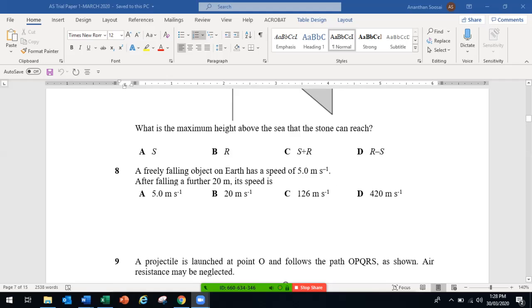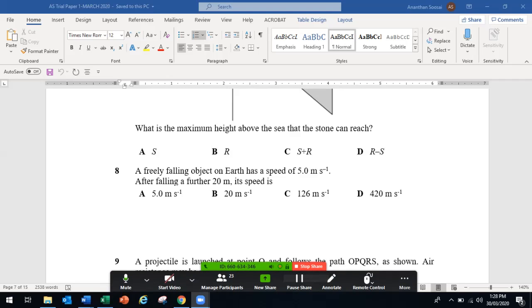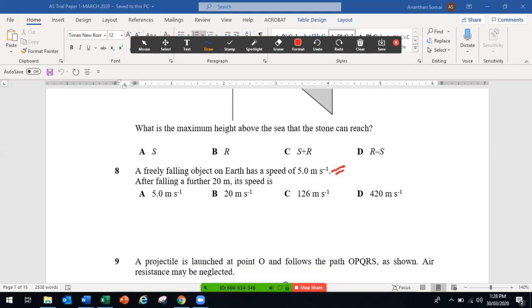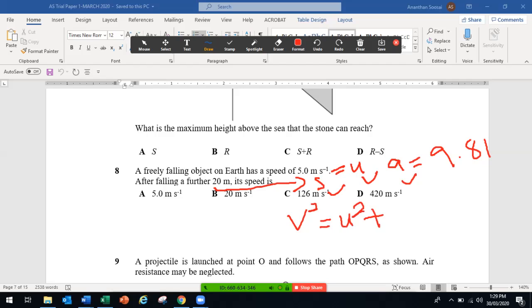Okay, question 8. A free falling object on Earth has a speed of 5 meters per second. After falling a further 20 meters, this is your kinematics, right? So you have to find one of the kinematic formulas. This is your S, 20 meters, and A, you should know, is 9.81. So you know three pieces of information: S, A, and you are looking for V, the final speed. Which formula? The formula without time, right?